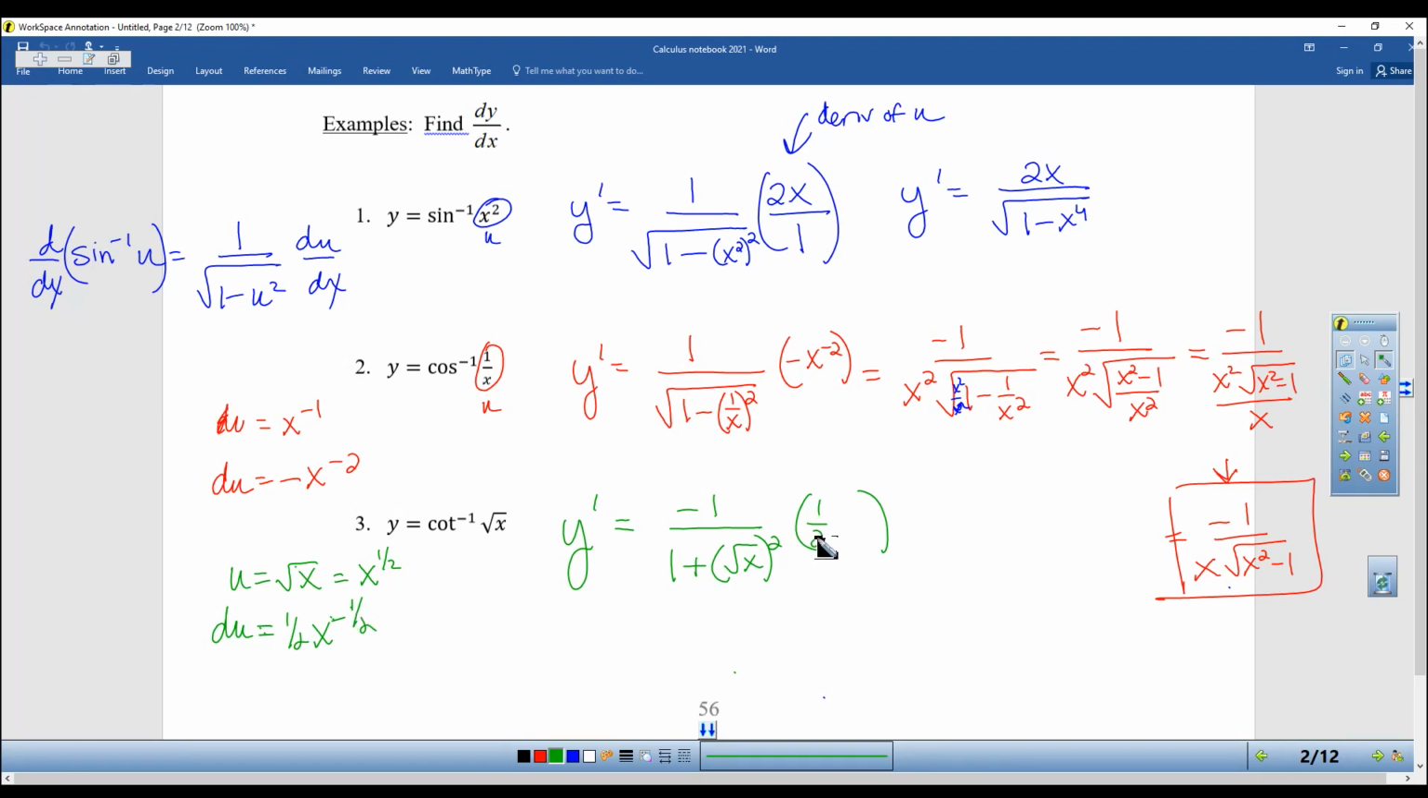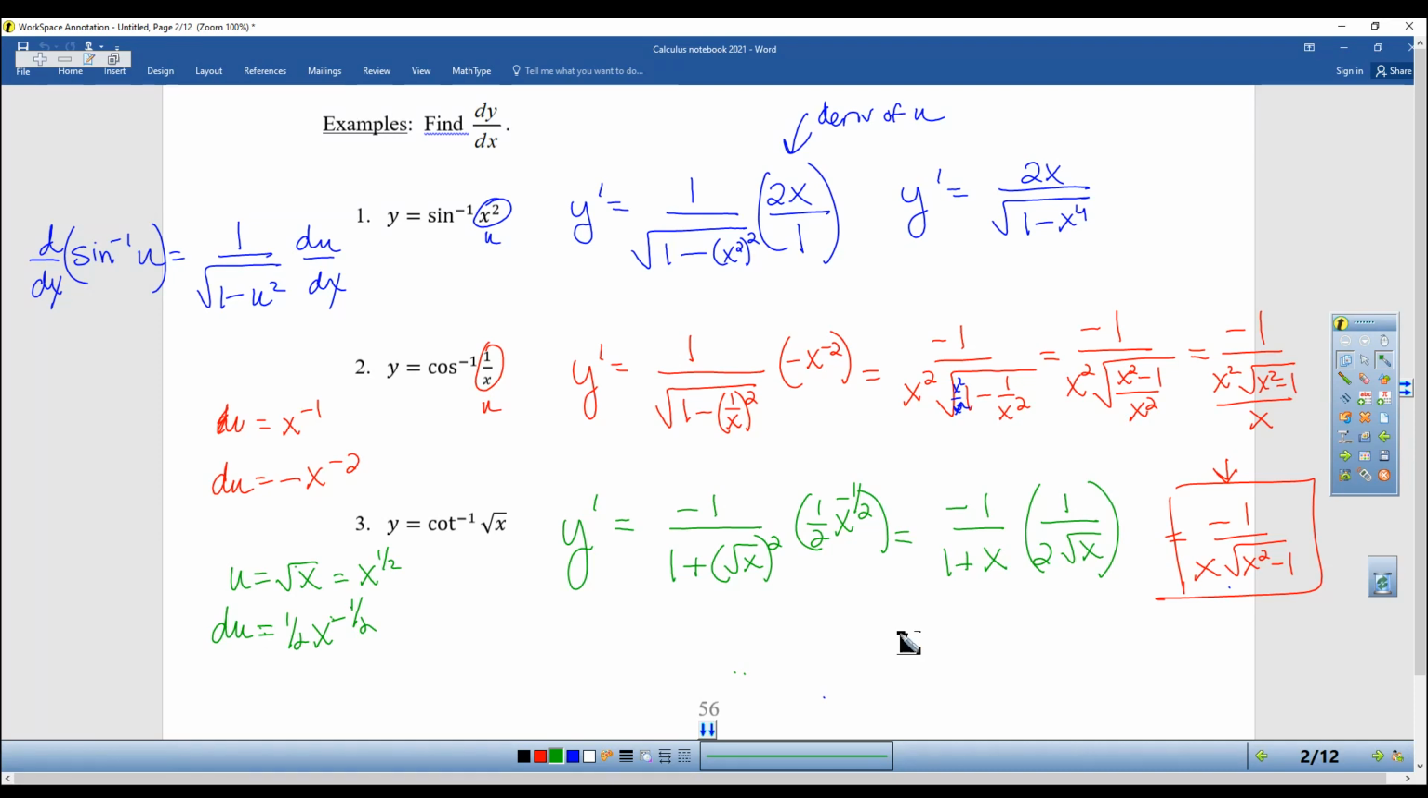So 1/2 x to the negative 1/2. Can people get this far? Absolutely. What's tricky? The algebra. So when you're multiplying a fraction by a fraction, -1 over 1 plus, now a square root of x squared is just x. So on this fraction, that 2 is on the bottom, and that x to the negative 1/2 can be x to the positive 1/2, or square root of x, on the bottom.